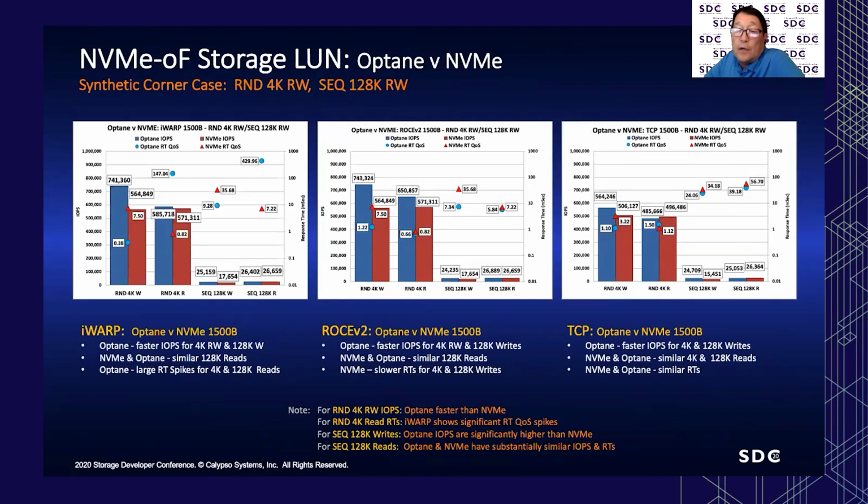Here, blue is bigger than red in the first and third column. Red is bigger than blue in the second column. And again, they're the same for the fourth column. So in the fourth column, in all cases, sequential 128K reads, Optane and NVMe have the same IOPS and slightly faster response times for Optane.